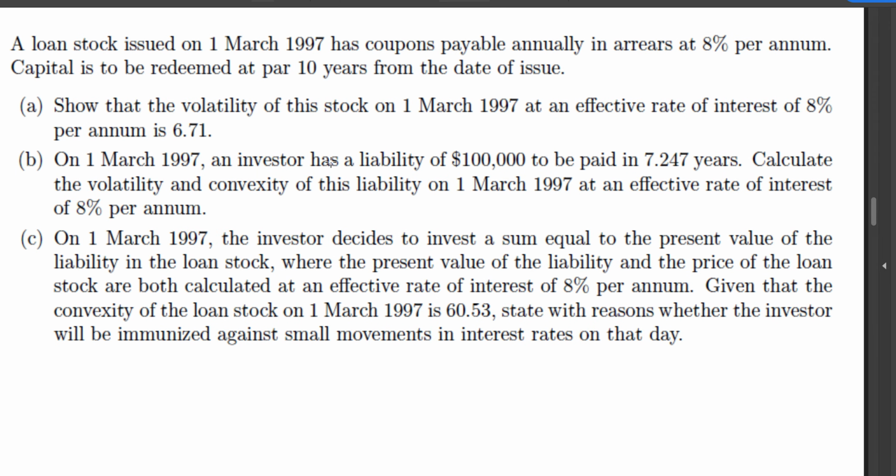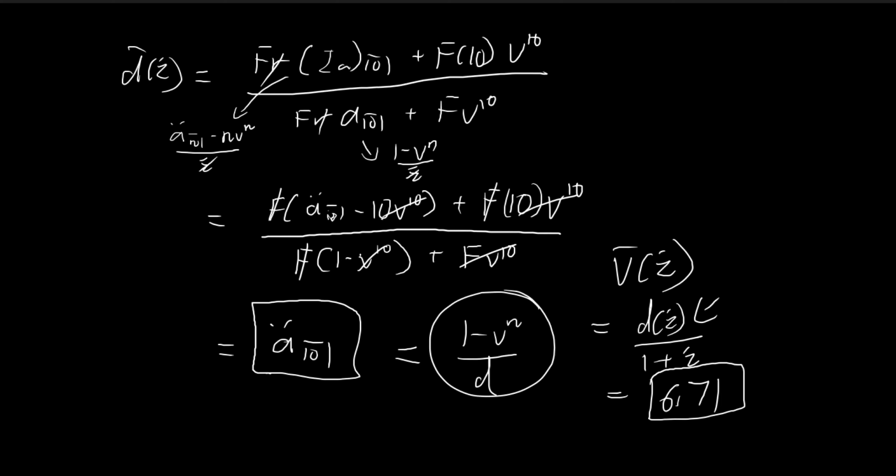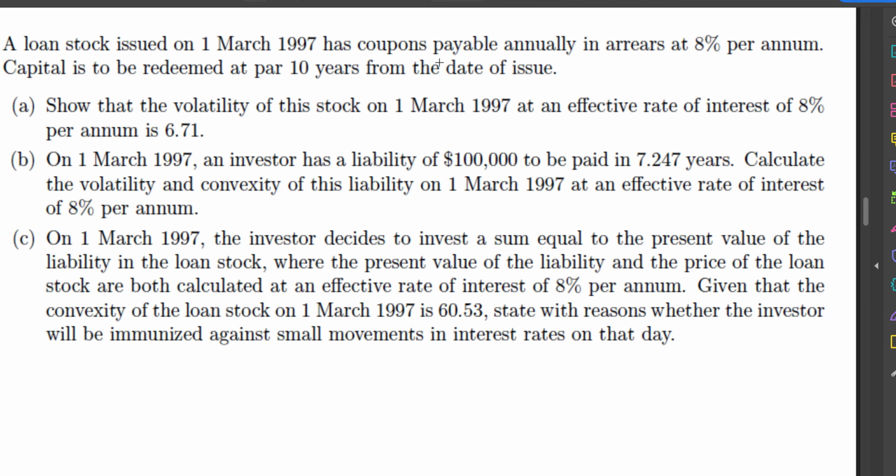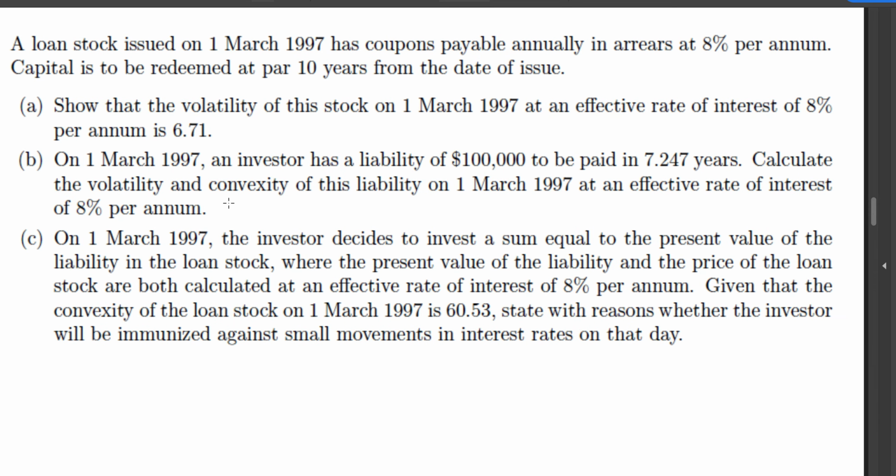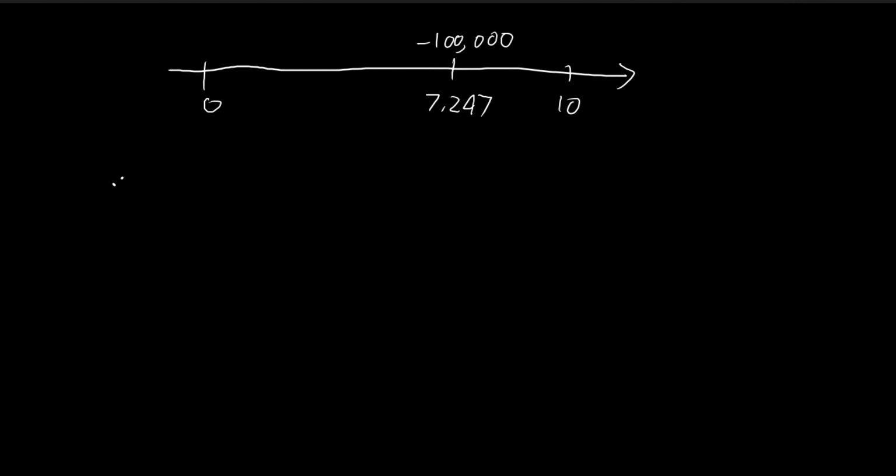Moving on to part B, now we're saying that there is a liability of 100,000 payable at time 7.247. What does this mean? When you say you have a liability at that time of 7.247, that means, within the span of 10 years, at this very time point over here, you have a negative cash flow of 100,000. And now they're asking us to find the volatility and the convexity. So let's do just that.